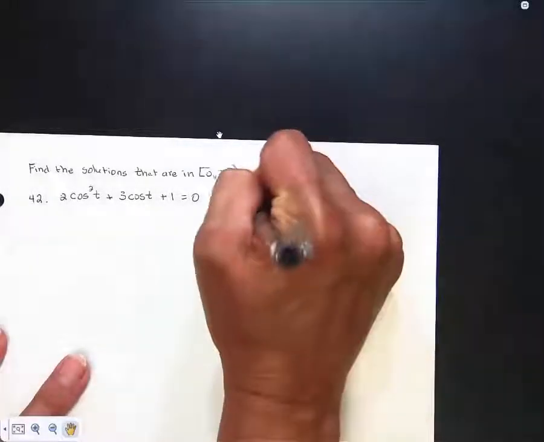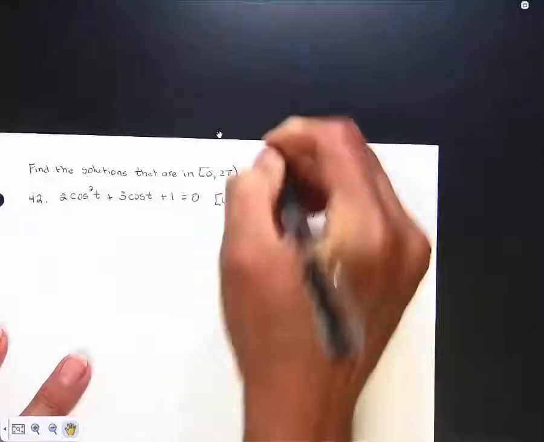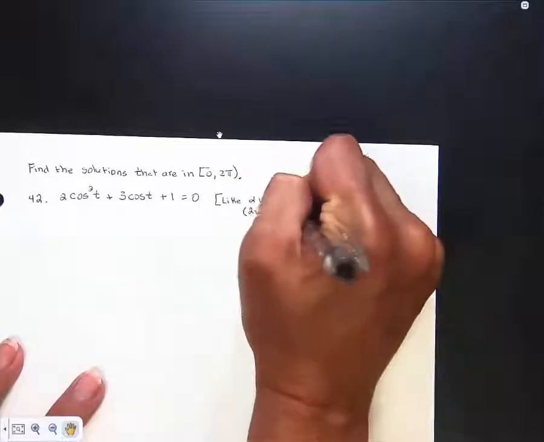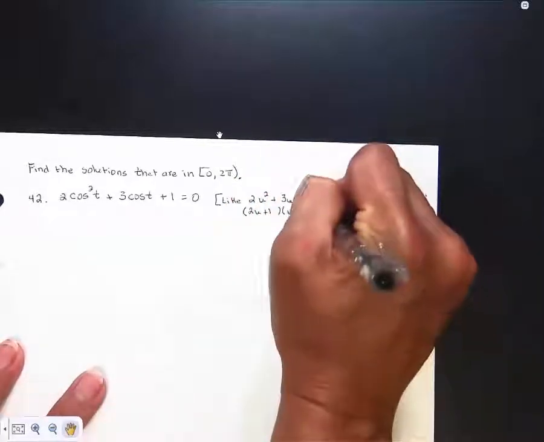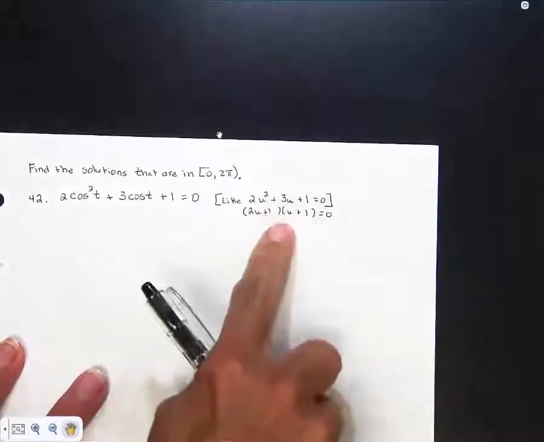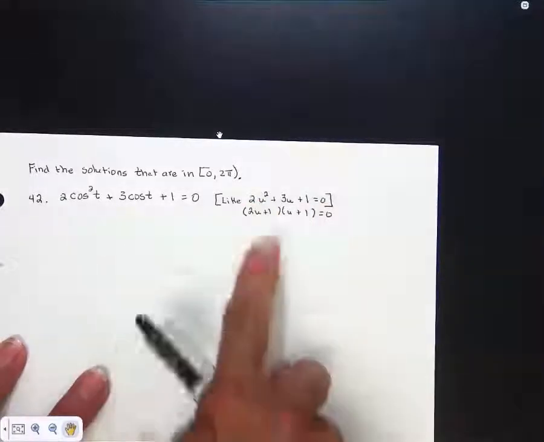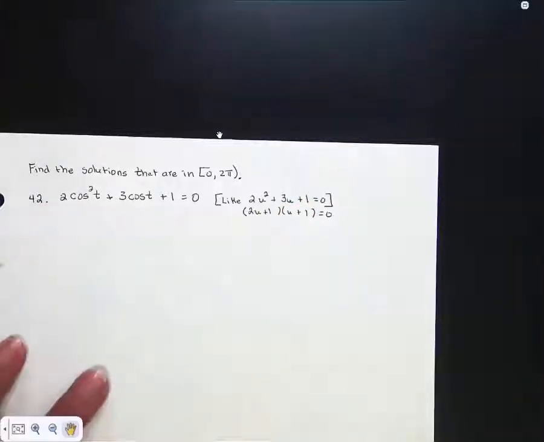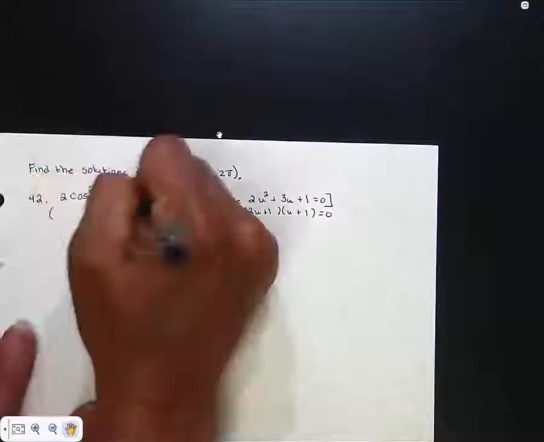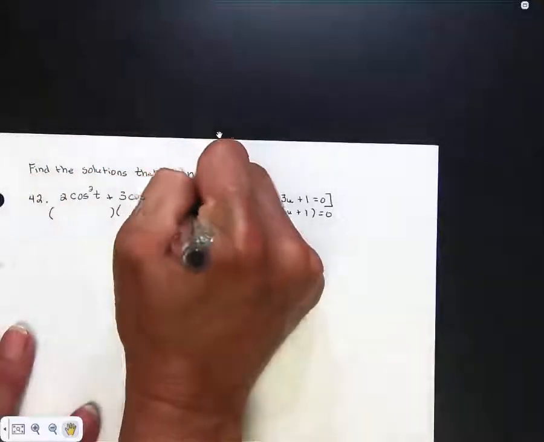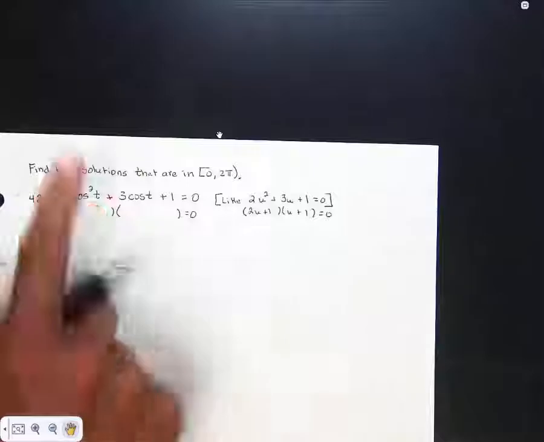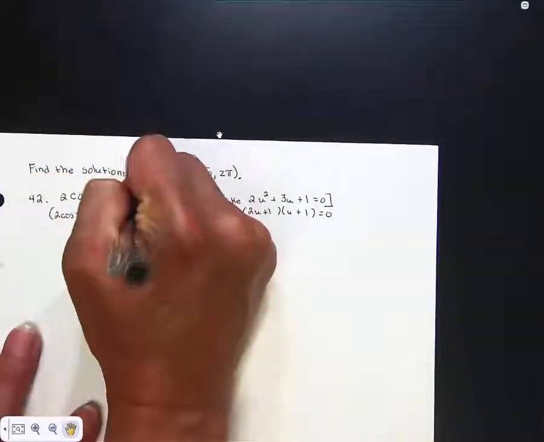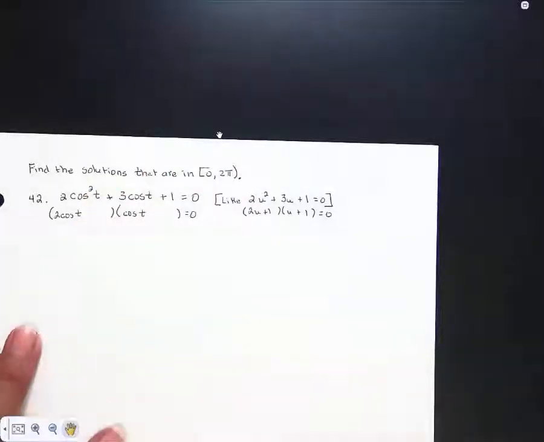That would factor into 2u plus 1 times u plus 1. And I could fold that back together, and sure enough, it gives me the equation that I started with. I need to learn to factor this trigonometric function the exact same way. I'm going to say 2 cosine squared factors into 2 cosine t times cosine t.